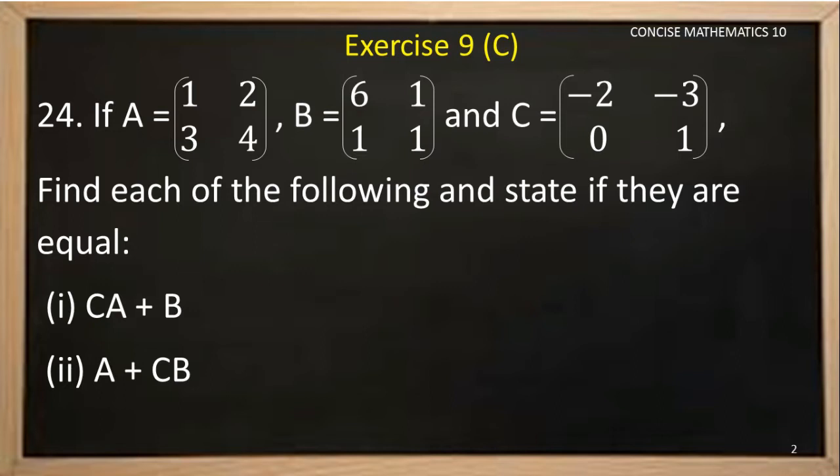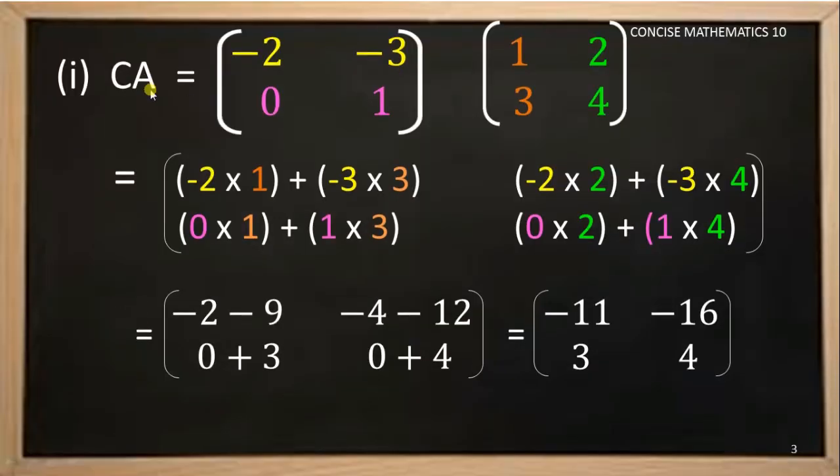First, let us consider the first sub-question, that is CA plus B. Consider the matrix C and A. CA means C into A. As both the matrices are 2 by 2 square matrices, apply the same rule: first row, first column; first row, second column; second row, first column; and second row, second column. And hence the value of CA will be equal to minus 11, minus 16, 3 and 4.